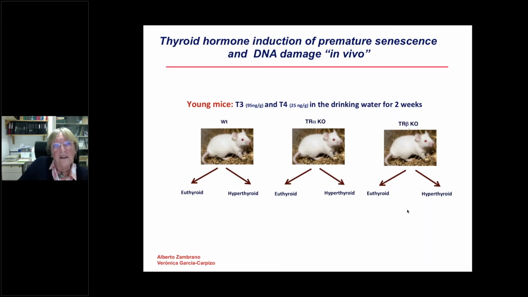To analyze whether or not this thyroid hormone induction of cellular senescence could also occur in vivo, we used young mice, 2-month-old mice, that were treated with the thyroid hormone T3 and the precursor thyroxine in the drinking water for 2 weeks. And we applied this model to wild-type mice, to TR-alpha knockout mice, and to TR-beta knockout mice.